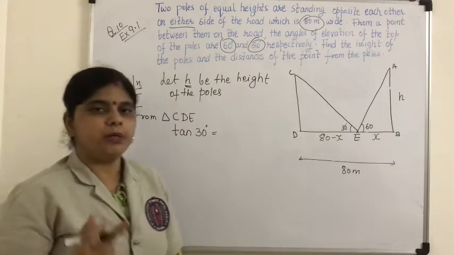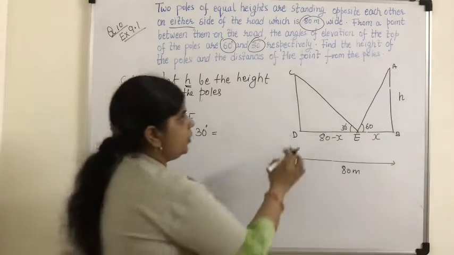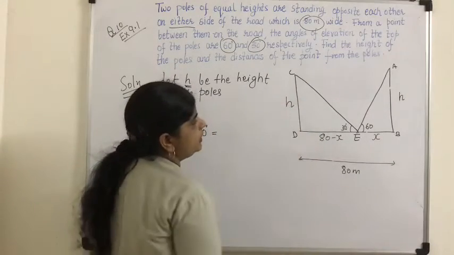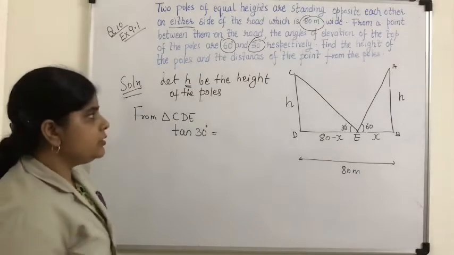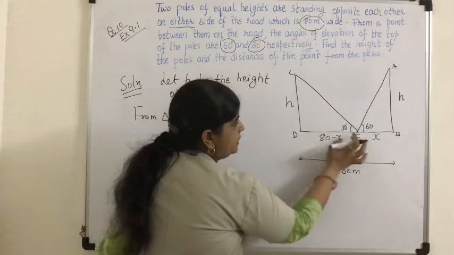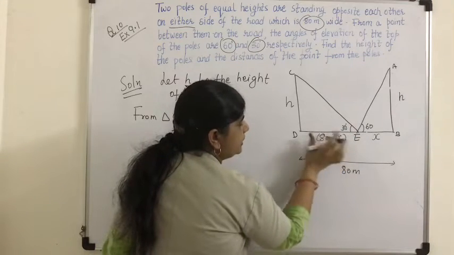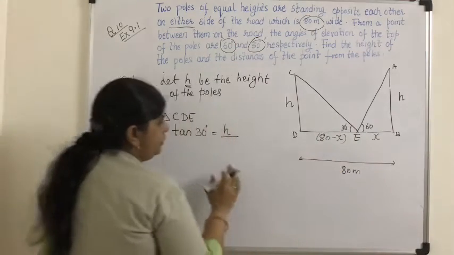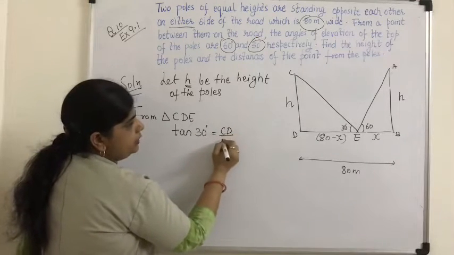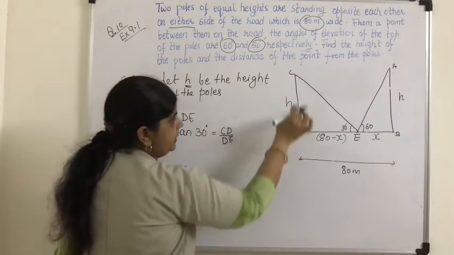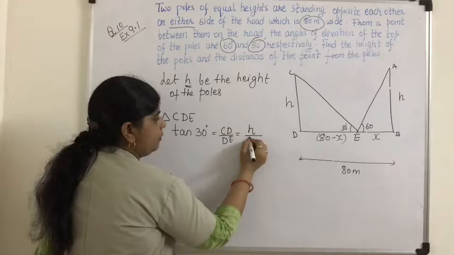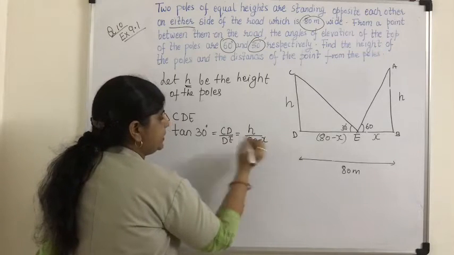Tan theta is perpendicular upon base. So what is perpendicular? This distance is perpendicular, and this distance is nothing but your height h, right? So this is your h upon, and what is the base? Base is 80 minus x, this distance DE. Or if you want, you can write one more step. Tan 30 is CD upon DE, and that will be simply equal to h upon 80 minus x, right?